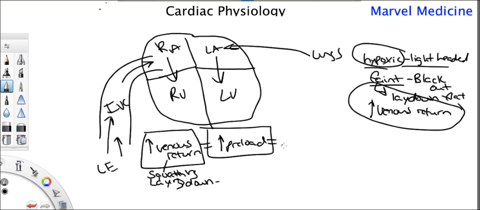And again, increasing venous return will increase preload. Increased preload will increase my stroke volume. If I increase my stroke volume, I increase my cardiac output. If you increase your cardiac output, more blood to your coronaries, more blood to your brain, more blood to all of your organs, right? Okay, does that make sense? All right.